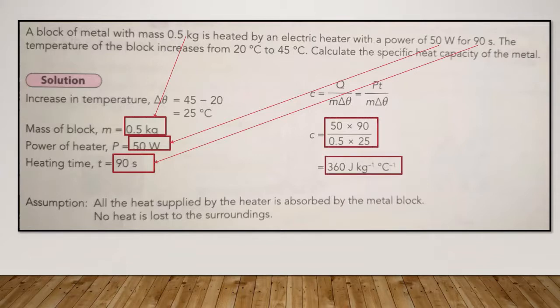Okay, the assumption is all the heat supplied by the heater is absorbed by the metal block, no heat loss to the surrounding. Haba yang dibekalkan daripada pemanas tadi telah diserap oleh blok logam tadi. Tiada haba yang dibebaskan ke persekitaran.